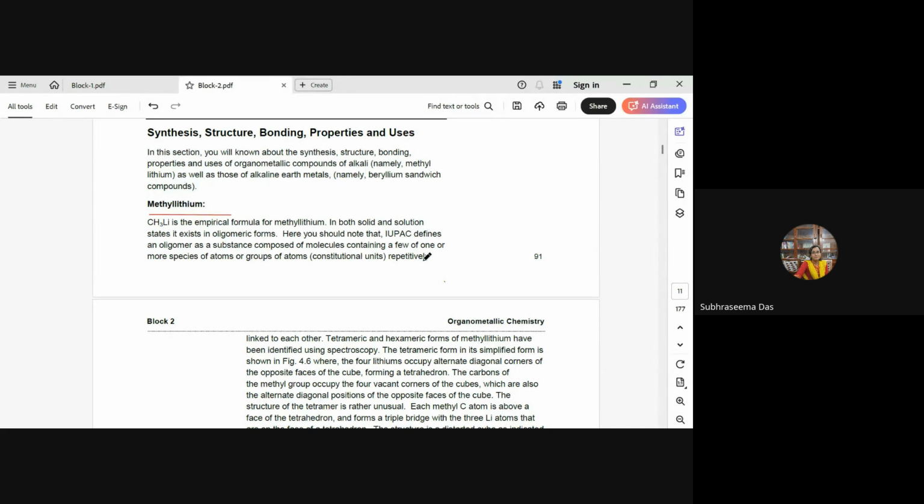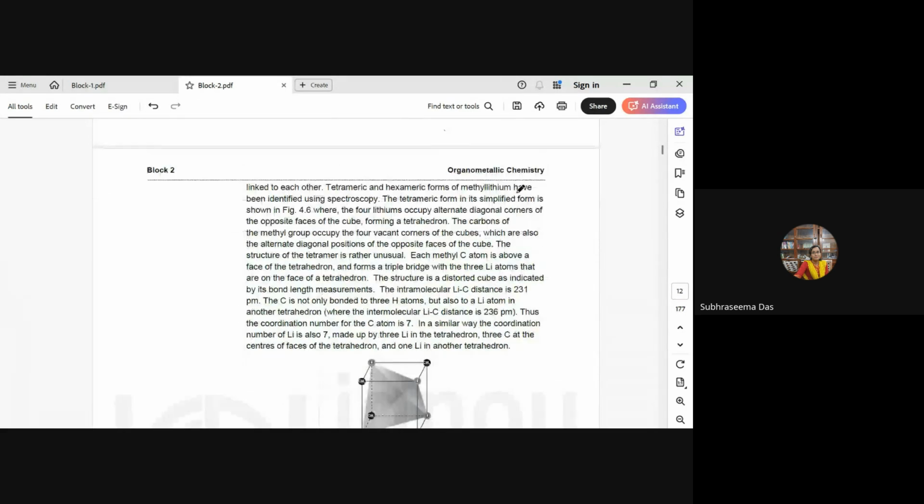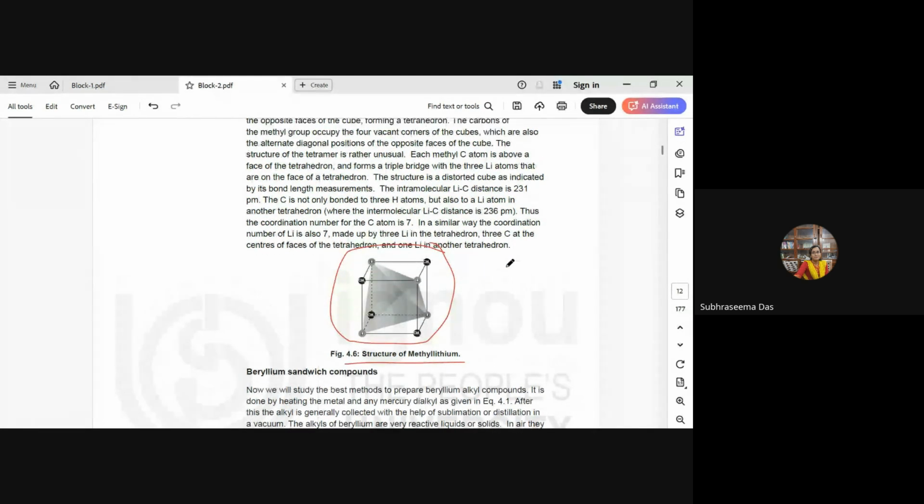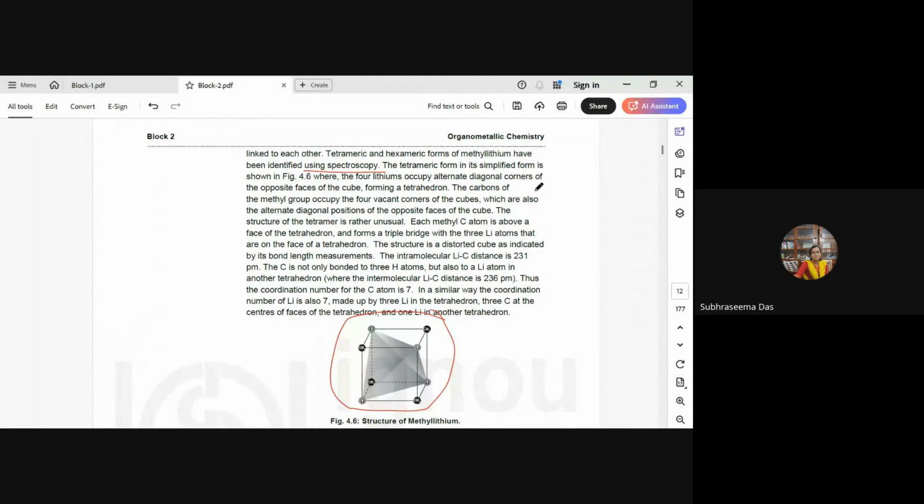An oligomer, we know, contains 2 to 9 monomer species. The tetrameric and hexameric forms of methyl lithium have been analyzed by FTIR and X-ray. The tetrameric form is shown in simplified form in figure 4.6. You can see the structure of methyl lithium in the tetrameric form. It means that the four lithiums occupy alternate diagonal corners of the tetrahedron, and the carbons of the methyl groups occupy the vacant corners of the cube.